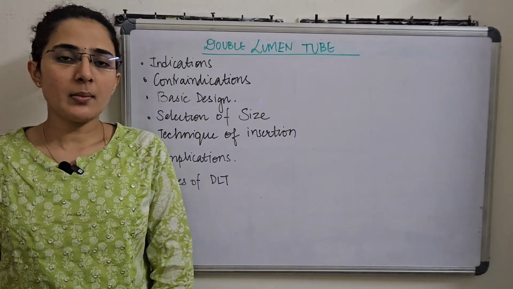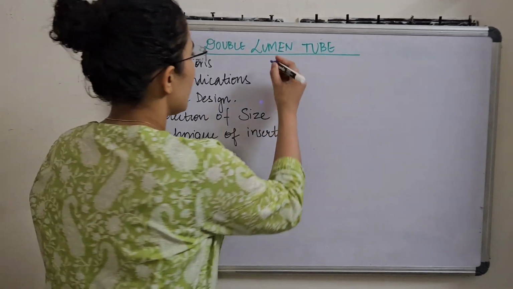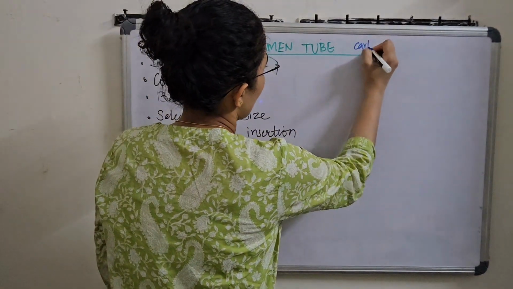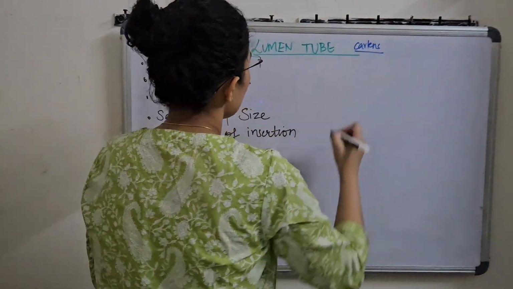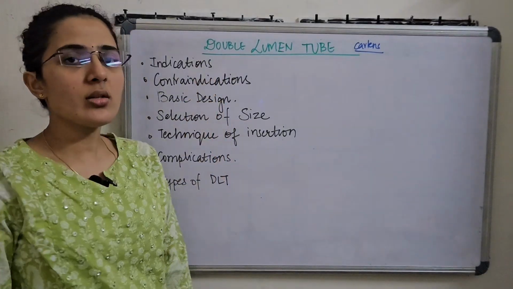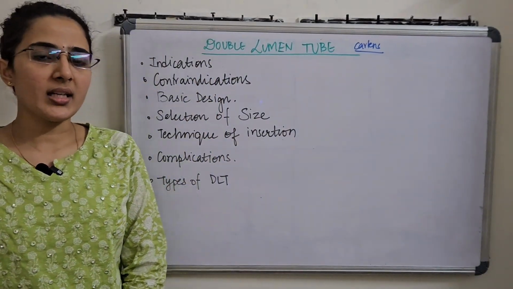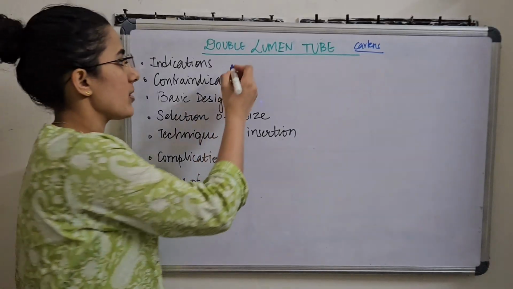Okay, so the double lumen tube was first discovered by a person called Carlens. He was the first person who discovered the double lumen tube. So coming to the indications of one lung ventilation, one lung ventilation can have the following purposes.